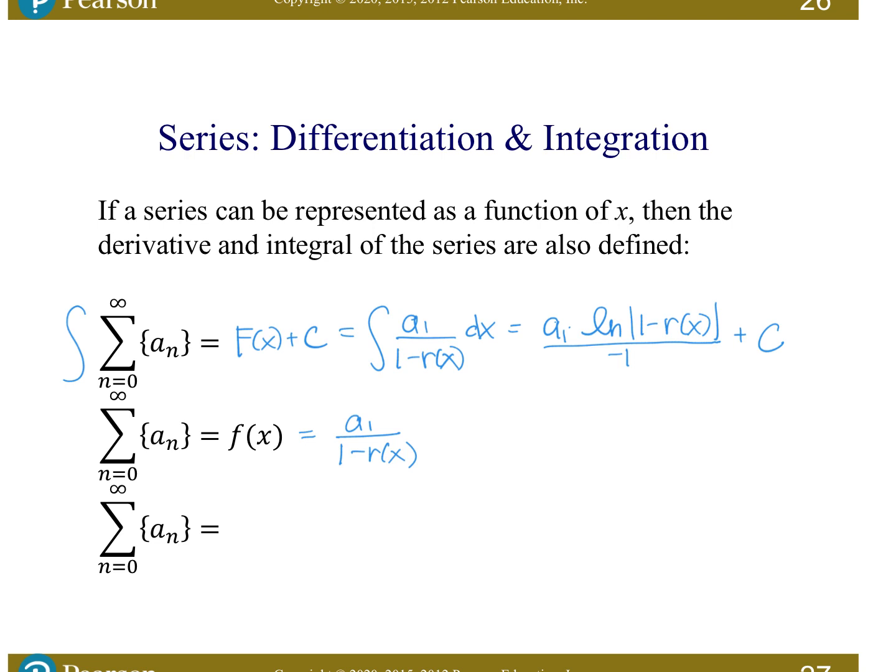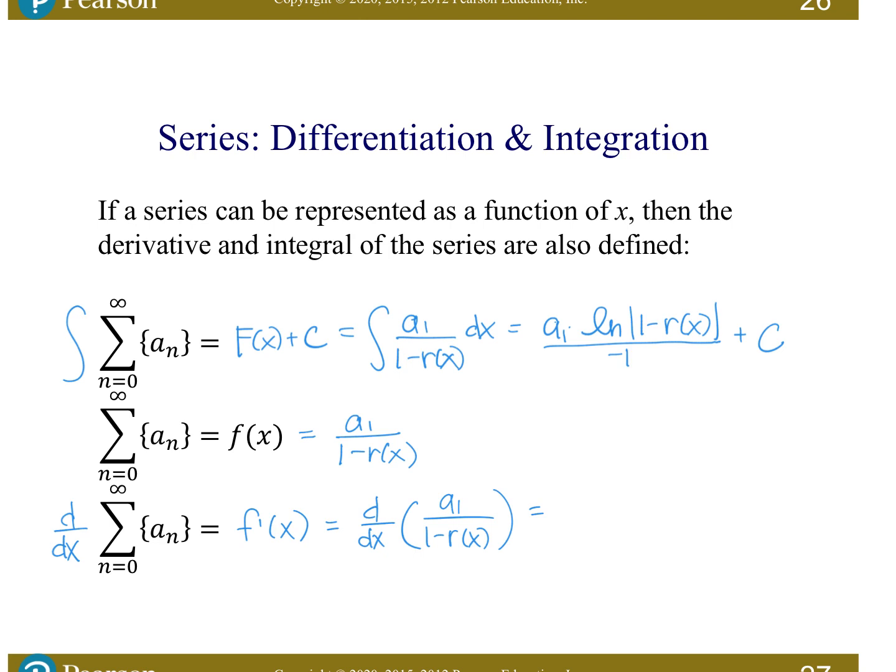You also can take your power series and find a derivative. So you can just imagine we're going to do position, velocity, area, all the things. All right, so we're going to take a derivative. If you take a derivative of this, you'll find f prime. And so that would be finding the dx of a sub 1 over 1 minus r of x.